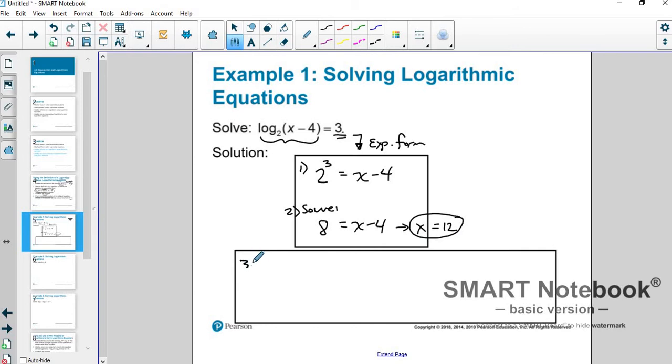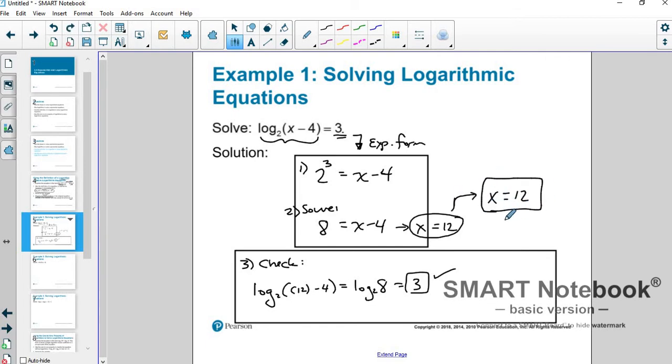But now we always have to check. We don't have a choice. So come back to the original equation, log base 2 of 12 minus 4. What does that equal? That's log base 2 of 8. And what power of 2 gives you 8? The third power does. So it does check. Boom, we got it. So 12 is our answer. Perfectly good solution. And that's the way you do it.